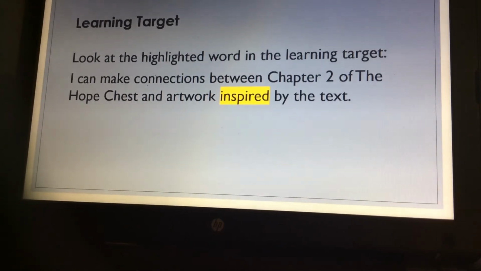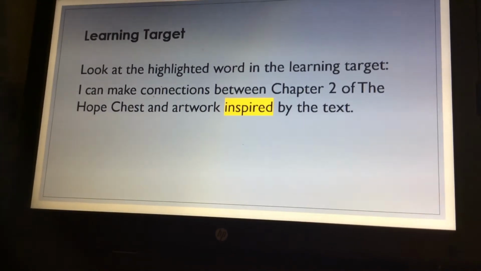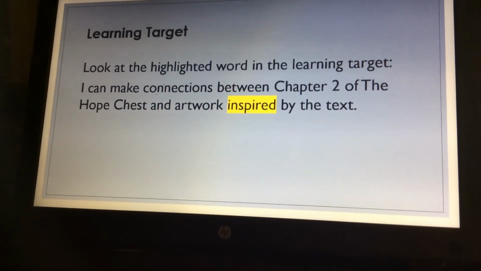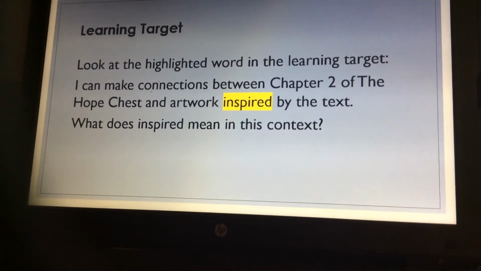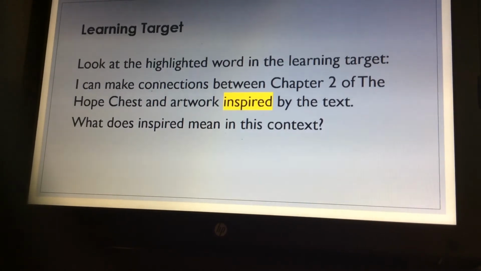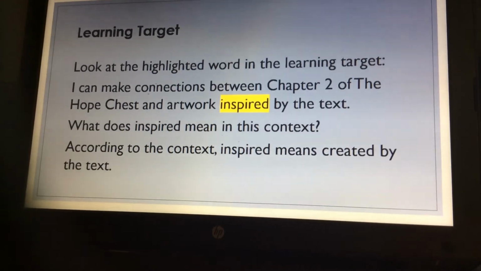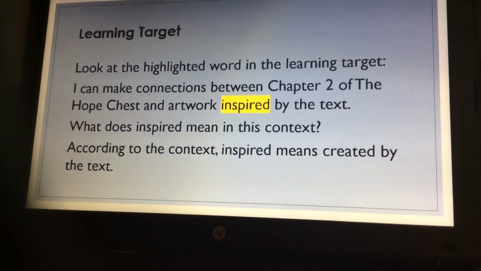Now let's look at our highlighted word here, inspired. I can make connections between Chapter 2 of the Hope Chest and artwork inspired by the text. What does inspired mean in this text? According to the context, inspired means created by text.